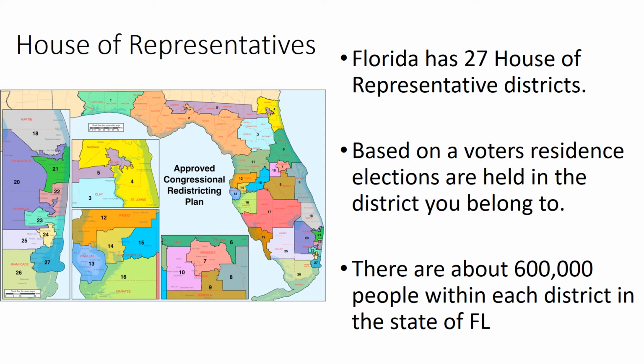This is actually the most current district map of the congressional national districts. And there are about the same number of people in each district. There are about 600,000 people within each district in the state of Florida and throughout the nation as well.